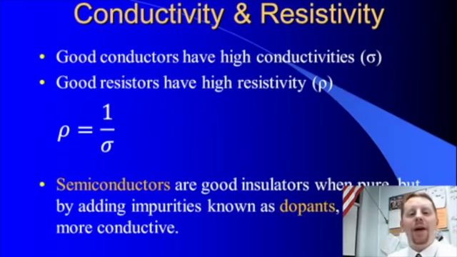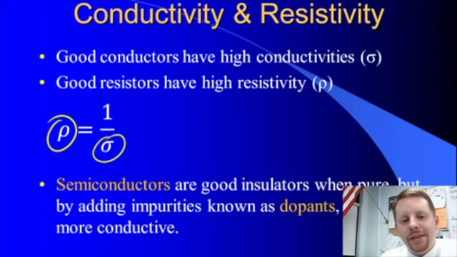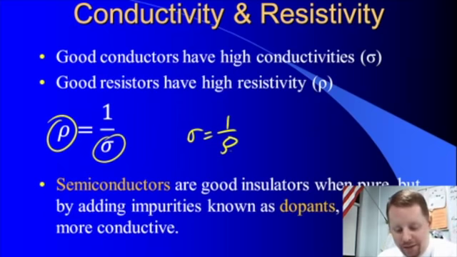Now, we describe how good a conductor or insulator is by talking about its conductivity or its resistivity. Conductors have high conductivity and insulators have very low conductivity. The inverse of conductivity is called resistivity. Insulators have very high resistivity, while conductors have very low resistivity. The symbol for resistivity is the Greek letter rho. The symbol for conductivity is the Greek letter sigma. So resistivity is 1 divided by the conductivity. Or you could also write that conductivity is 1 divided by the resistivity.